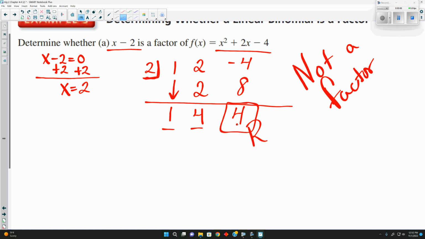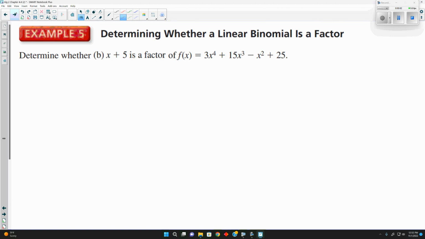All right, guys, we'll look at the next one. On this one here, we want to determine if x plus 5 is a factor of 3x to the 4th plus 15x cubed minus x squared plus 25. So we can do our synthetic division.